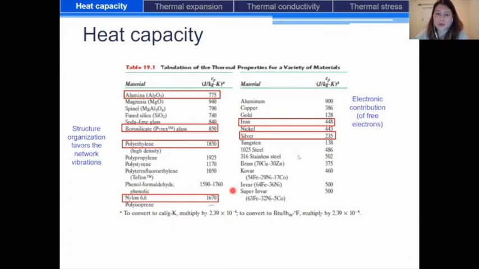If we compare iron and silver, the difference between the heat capacity of these 2 metals is due to the electronic contribution, which is the other mechanism that contributes to heat capacity. In the case of silver, the movement of the free electrons is facilitated in comparison to iron. So it is easier. It requires less energy to increase the temperature of silver than that of iron.